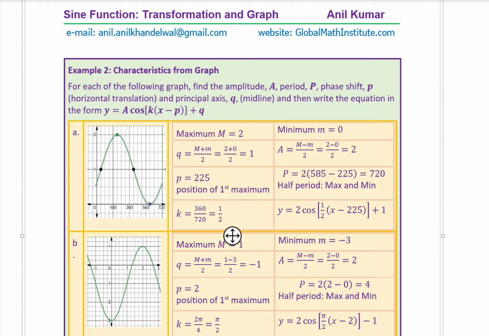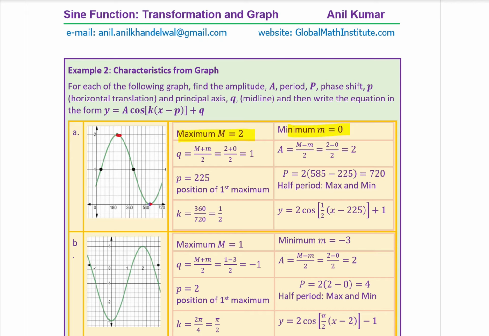Now let us also try to find the equation from the given graph, right? So the question here is, for each of the following graphs, find the amplitude, period, phase shift, principal axis, and then write the equation of the form y equals a cos k(x minus p) plus q. So let's try to understand how we write the cosine function from the given graph. The idea is to start with maximum and minimum value. The maximum value in the first graph is at 2 and the minimum is at 0. So note these two values, maximum value and the minimum value.